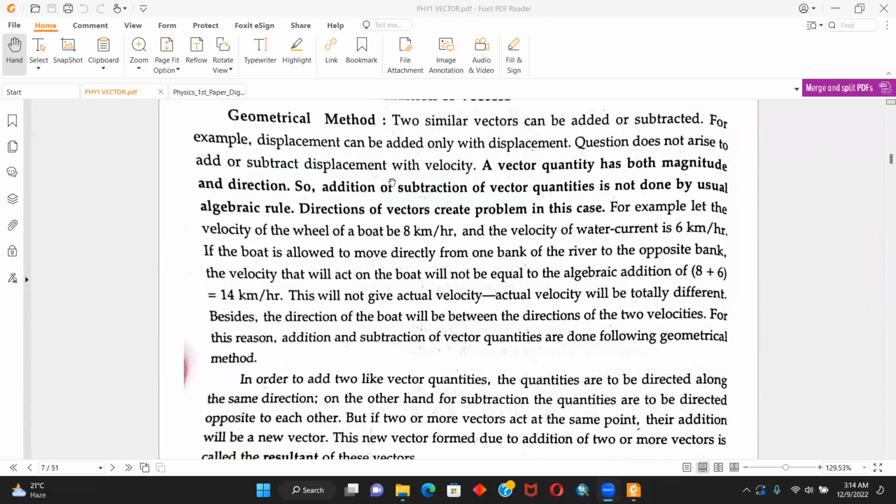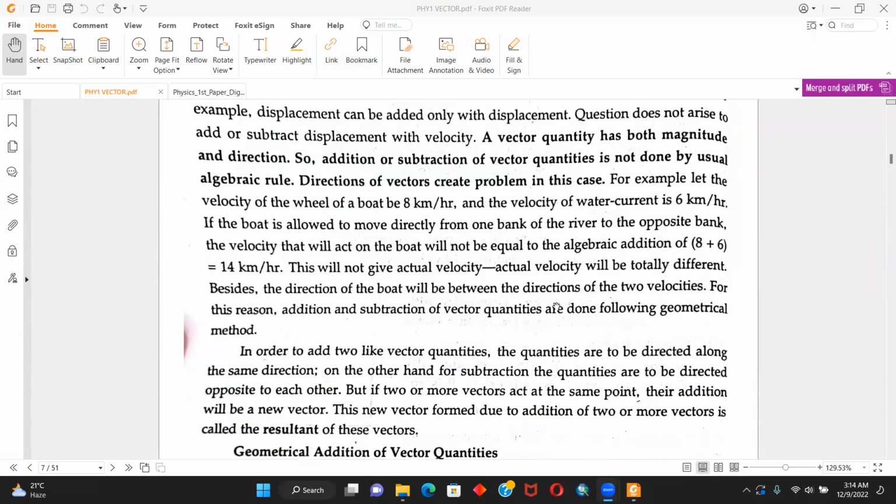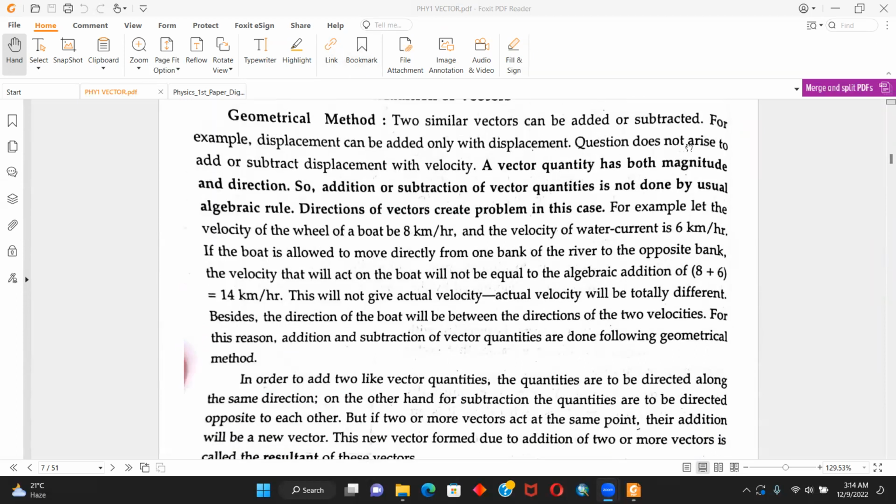So now they have written all these things. You can read them up. So let's see. A vector quantity has both magnitude and direction. So addition or subtraction of vector quantities is not done by the usual algebraic rule. As I said yesterday, you cannot say 3 vector plus 4 vector equals 7 vector, right?